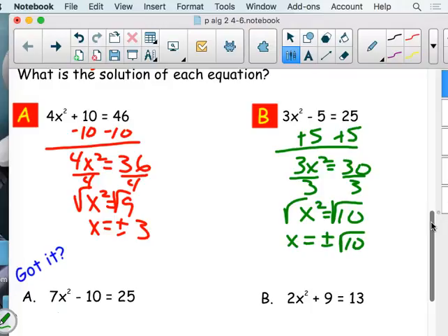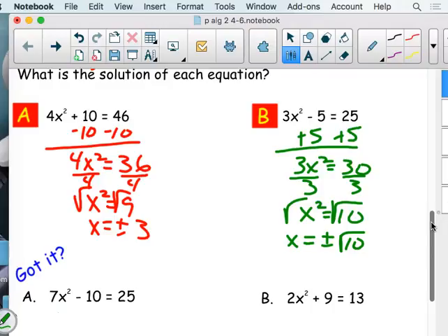Well, I still have to write it. It's a positive square root of 10 and a negative square root of 10. Totally checkable. You go up here and you say, if I put square root of 10 in here and I square it, I'm going to get 10. 3 times 10 is 30. 30 minus 5 is 25. It doesn't matter that it has a negative. If it's going to be squared, it'll become positive.